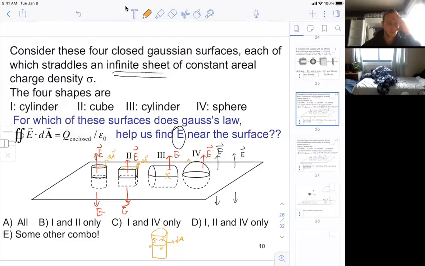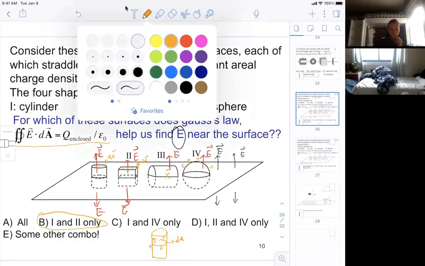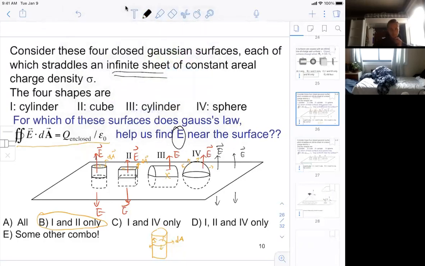Likewise, your dA is in the r hat direction. Again, it's not parallel to E. So 3 and 4 would not be useful to find E. However, Gauss's law is still true for 3 and 4. It's just not going to let you take E outside of the integration. The 1 and 2 is useful. And you might wonder, how come if I choose a different shape, that's not going to affect my results for E? So let's actually solve this again together.